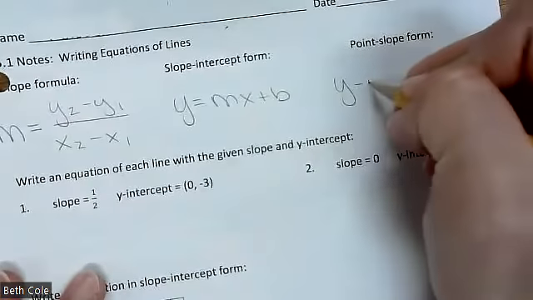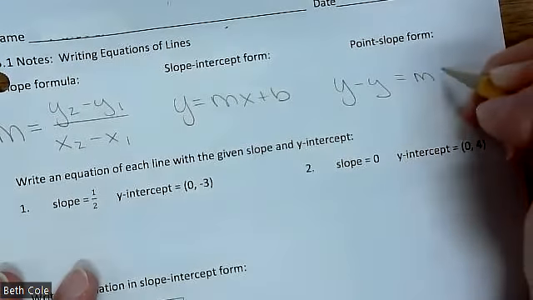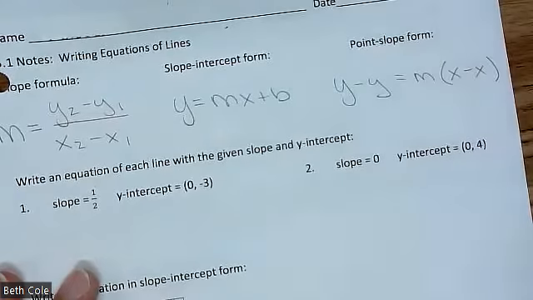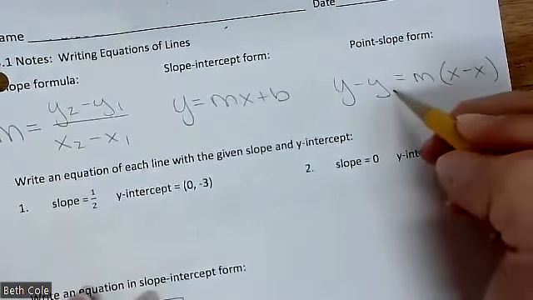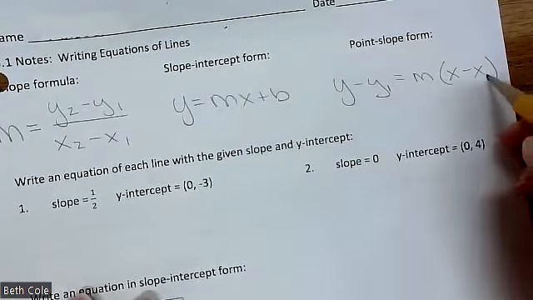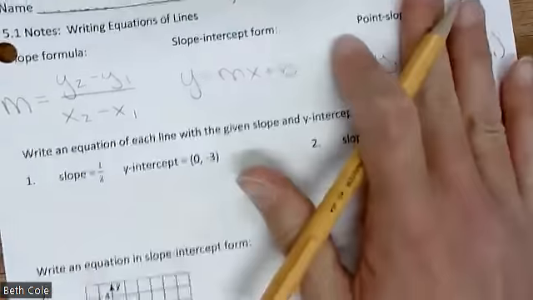It is y minus y equals slope, which is M, x minus x. Now you have to put these little ones in here. We only use 1 point for point slope. There's not a 1 and a 2. You only need 1 point for point slope. I'm going to get to that in a minute.